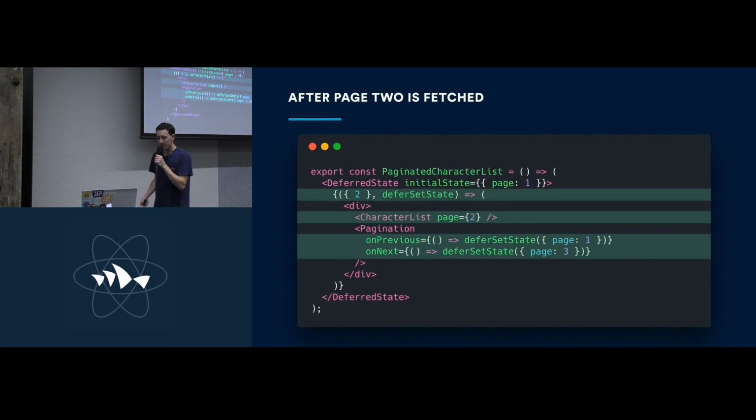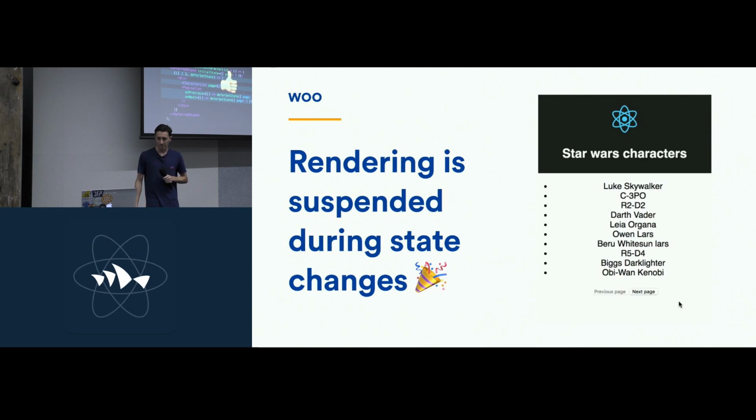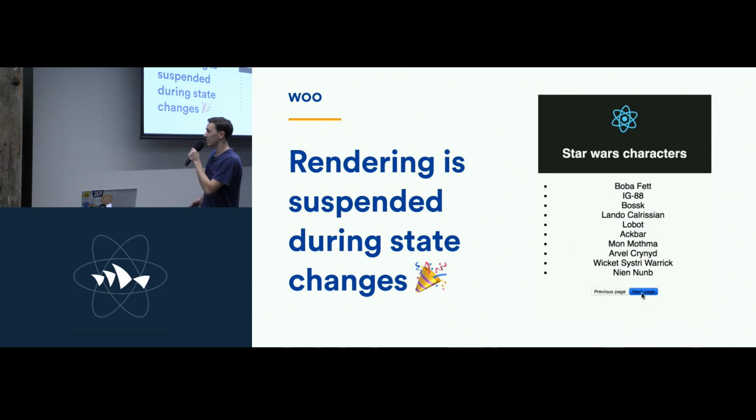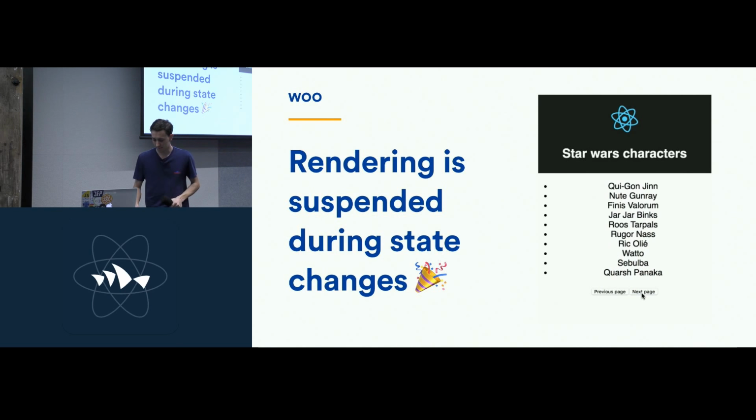Now, eventually this happens, and at this point, we know we have the data, so we know we can transition to page 2. The pending state of page 2 becomes your current state of page 1, and this works. The user is now looking at page 2 of Star Wars characters. So this is pretty cool. We have rendering suspended during state changes. On the right here is a little GIF of it in action.